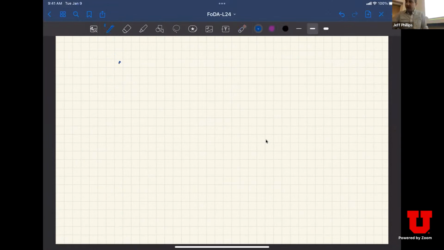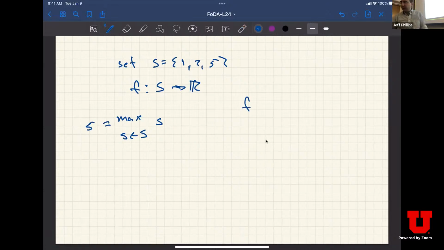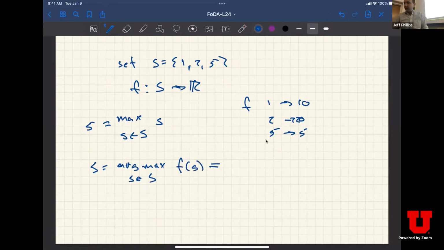So if I have a set, let's call this S1 up to SK, and I have a function from the set to the real values, then let's make these concrete: 1, 2, 5. Then the max over S in the set, for these values of S, is going to be 5. If I have a function from 1, 2, and 5 that maps to the values 10, 20, and 5 again, then the argmax over the set of the function is going to be equal to 2. It's the value 2 that maximizes the function.